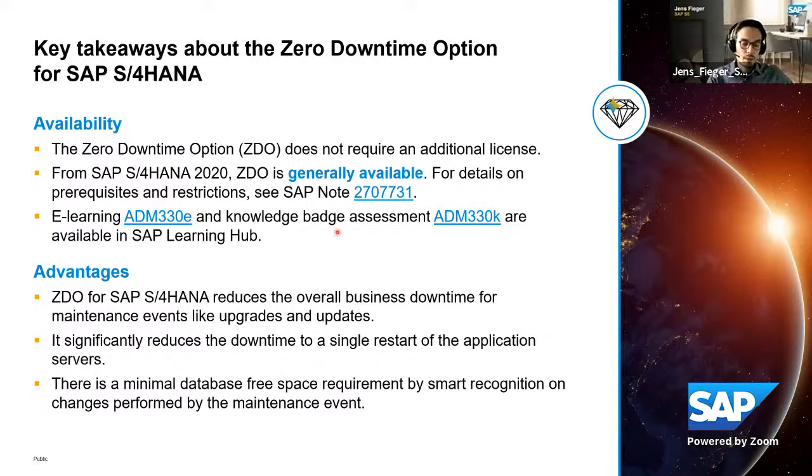With SAP S/4HANA 2020, we set ZDO to the general availability status, and it's essential here to check the SAP Note 2707731 for the prerequisites and restrictions. What are the advantages? I mean, it's obvious, right? We significantly reduce the overall business downtime by going down to a single restart of the application servers.